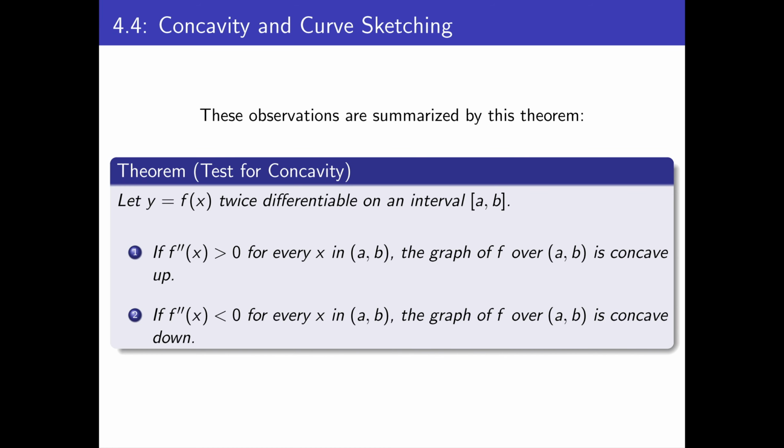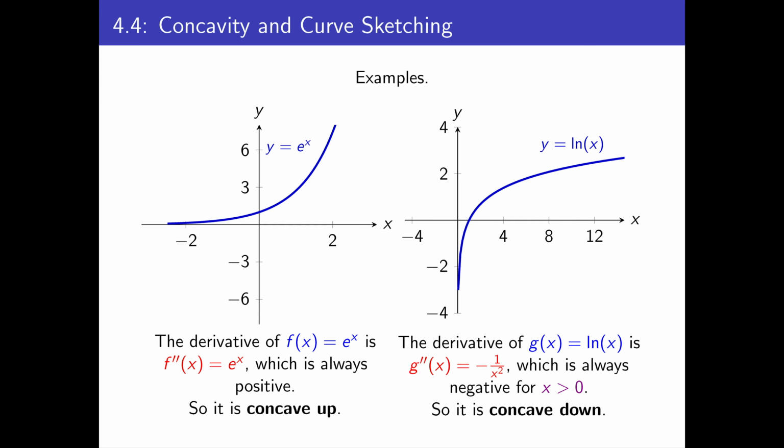This theorem here summarizes exactly what we just observed. The graph of a function will be concave up when the second derivative is positive, while the graph of a function will be concave down when the second derivative is negative. So here are two examples of that theorem in action.